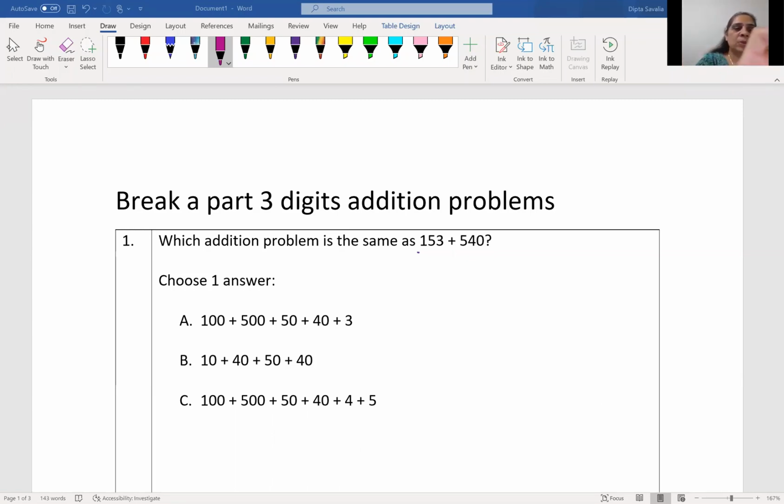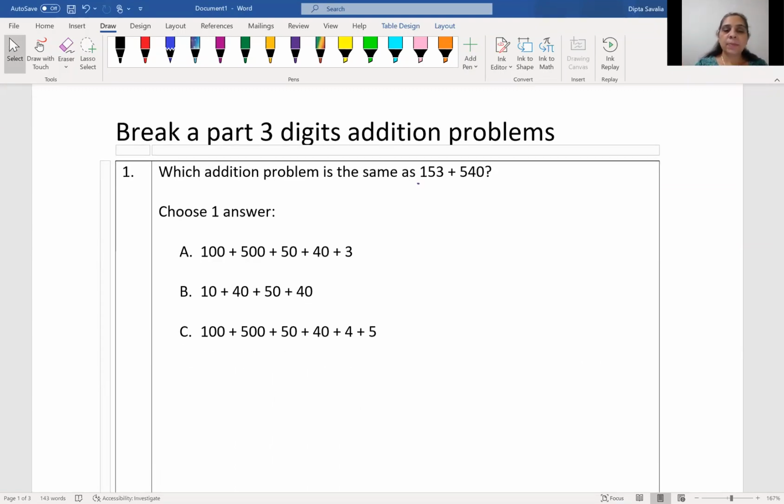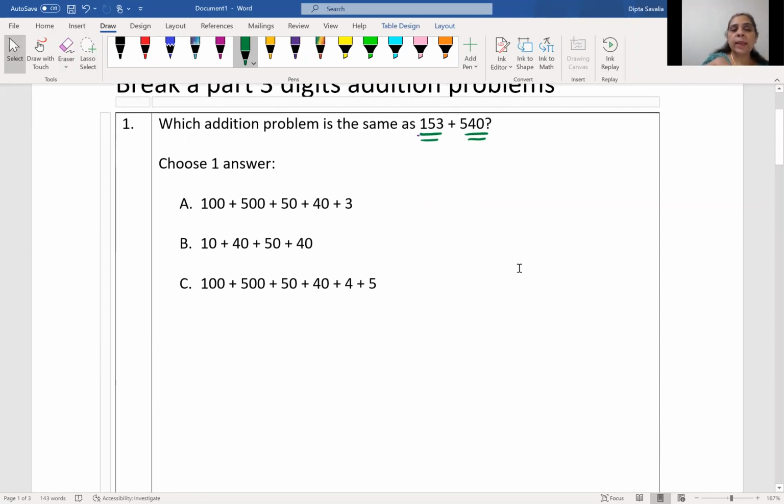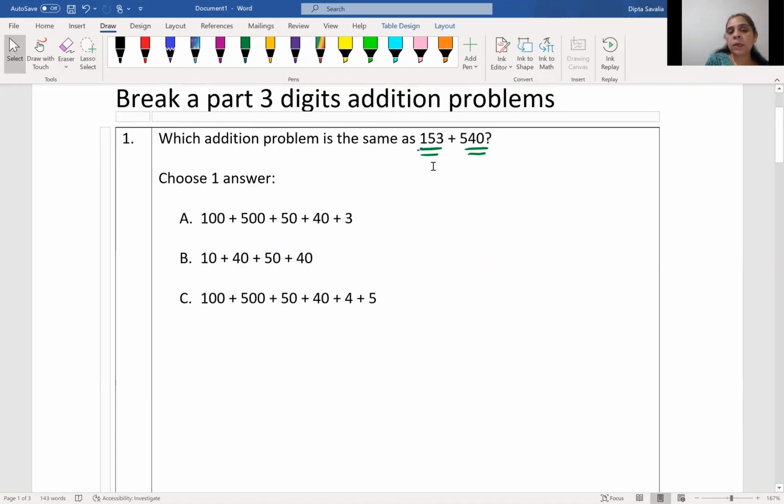All right, so let's see here. Break apart three-digit addition problems. Here we have two numbers. We will add them, and both of them are three-digit numbers. First thing, everyone knows how we will write in expanded form, right? So we have 153 and we have 540. How will you write them in expanded form?